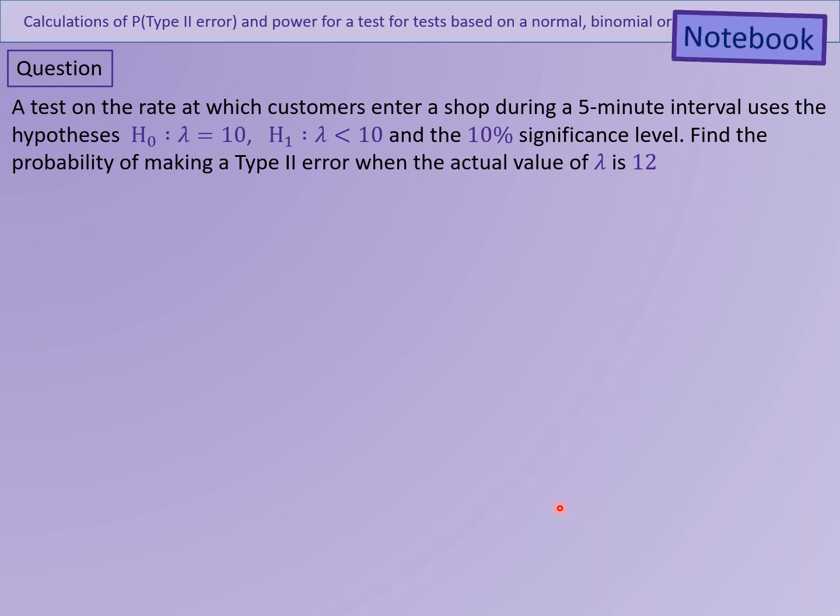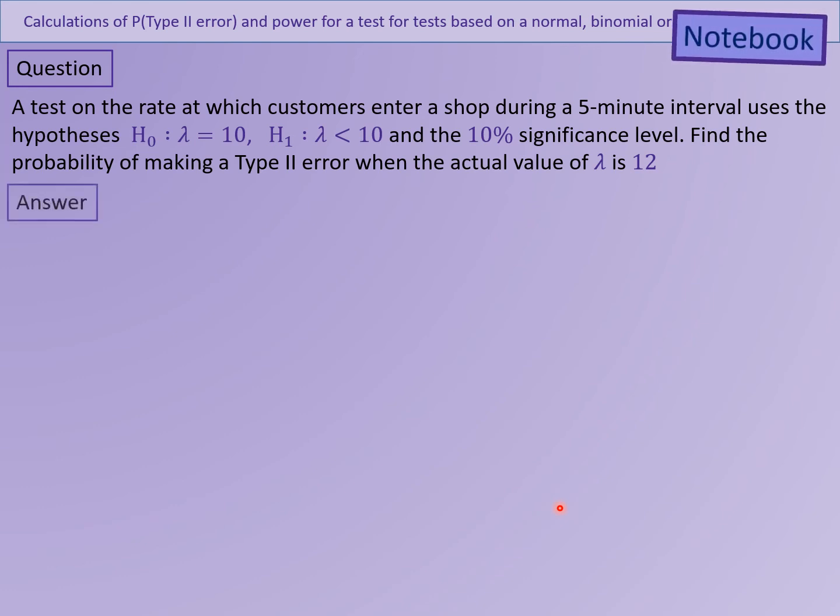Okay, so while you're getting that down in your books, just get it in context. People come into the shop, 5-minute intervals. We expect it to be a mean of 10, but you actually think it's going to be less. So what's the chance of making a type 2 error when the actual value of that lambda is 12?